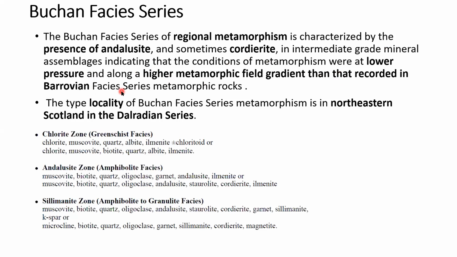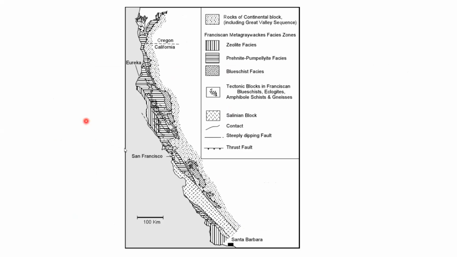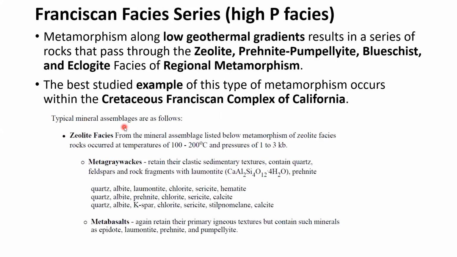The Barrovian one was normal, I mean medium temperature. This is the higher one, according to Buchan. The type locality of the Buchan facies series is northeast Scotland, in the Dalradian. What can we see here? In this one is San Francisco. Wait a minute, it's not given here.